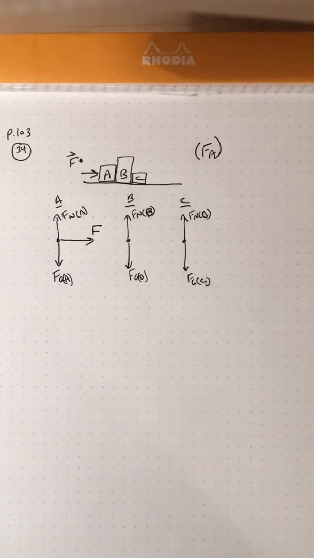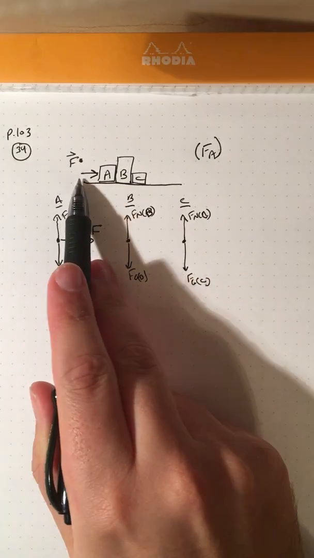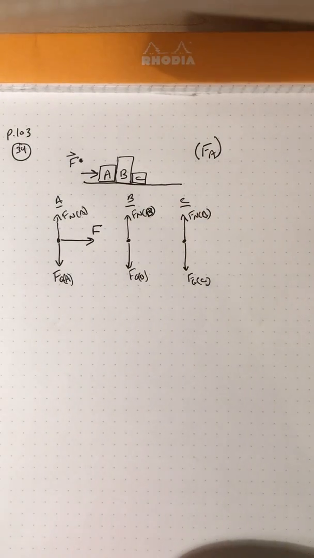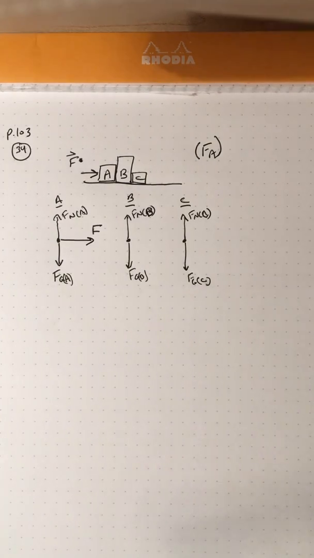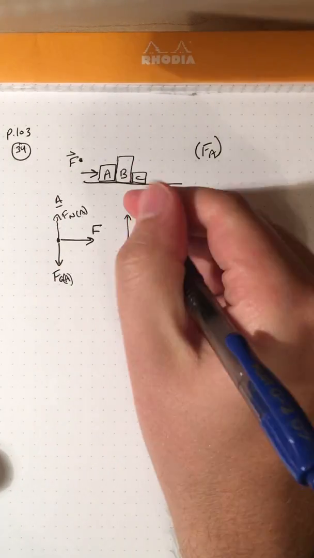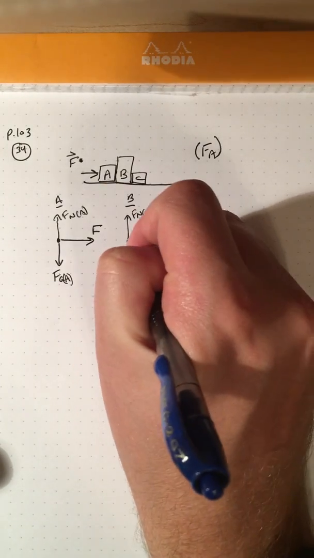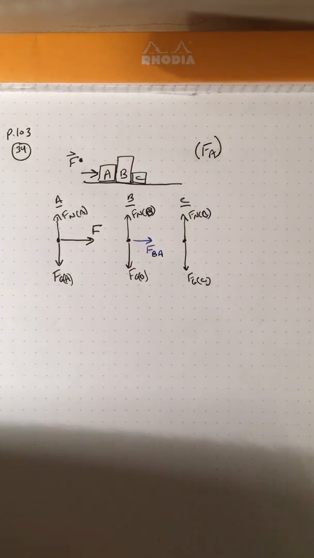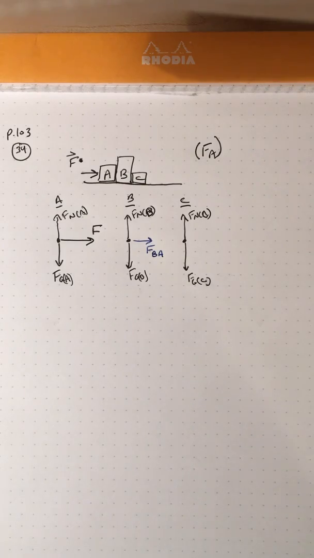Now, what's interesting is that at its core, this question is illustrating Newton's third law. Because the idea is, how does that force get to B? Well, this applied force doesn't act on B. It only acts on A. So how does the force get to B? Well, A has to push it. So we're going to say that there's a force on B from A, and I'm going to call that force BA. And that's how the force gets to B, because A pushes it.